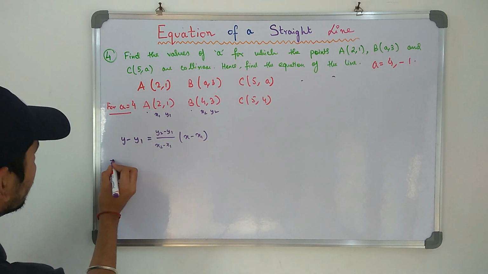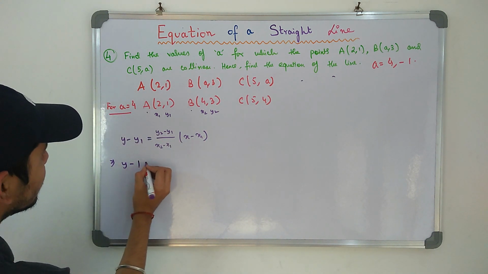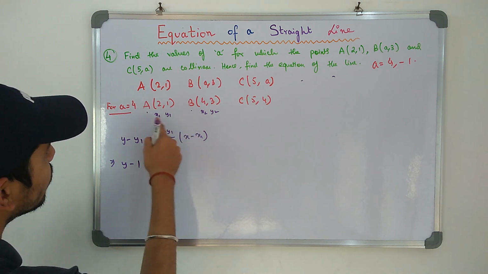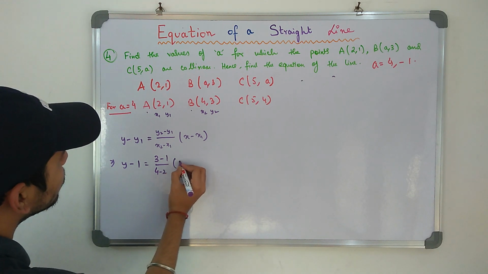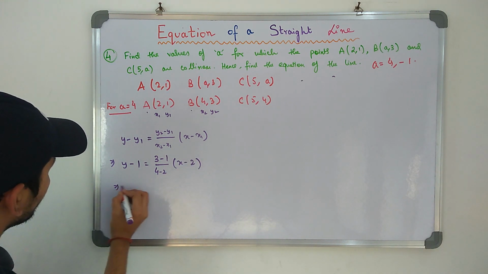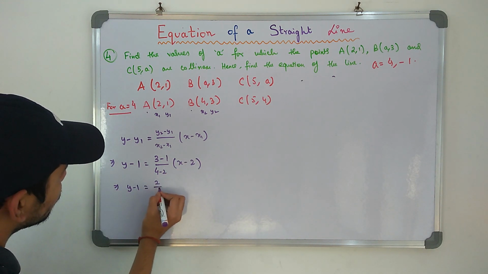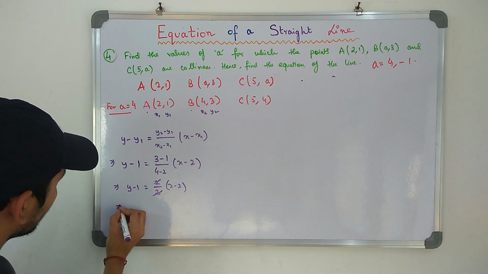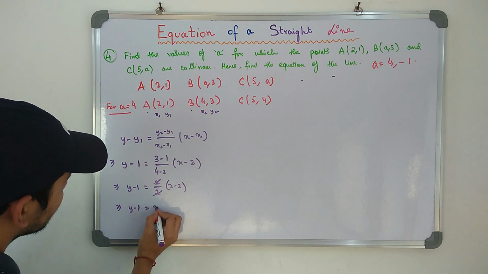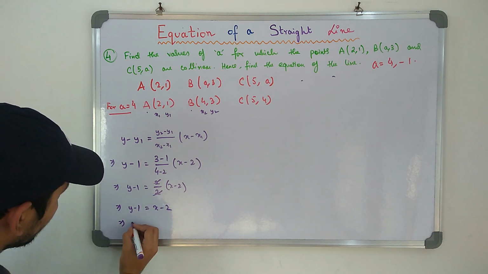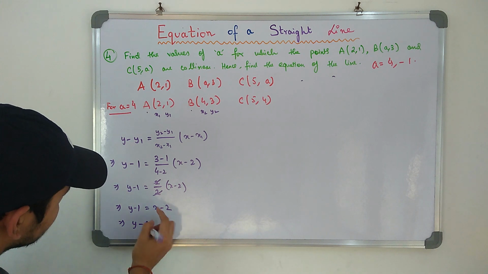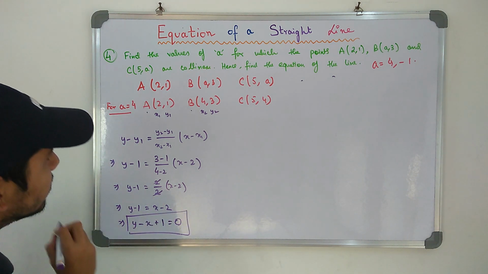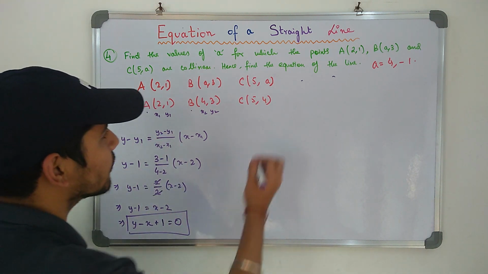Let's put the values. What do we get? Y minus 1 is equal to (3 minus 1) divided by (4 minus 2) into (x minus 2). What do we have? Y minus 1 is equal to 2 divided by 2 into (x minus 2). This will get cancelled out. So what do we get? Y minus 1 is equal to x minus 2. Therefore y minus x plus 1 is equal to 0. This is the equation of the line when a is equal to 4.